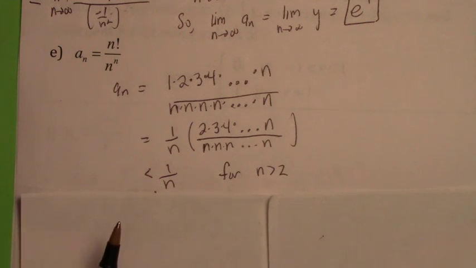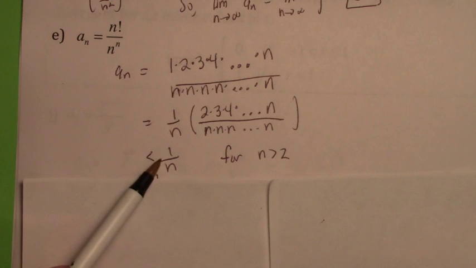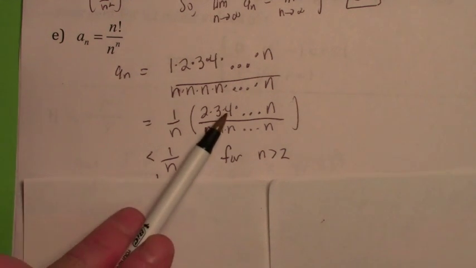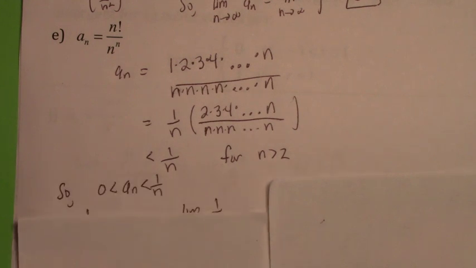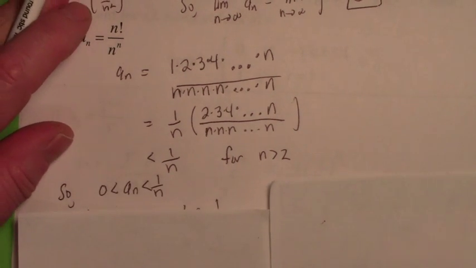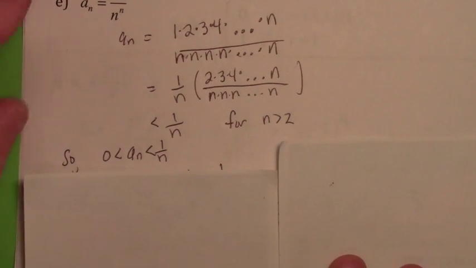So as long as n is greater than 2, what we've shown is that a sub n is going to be less than 1 over n, because this factor here is less than 1. You see where we're going now? So a sub n, this expression here, is between 0 and 1 over n for n greater than 2.